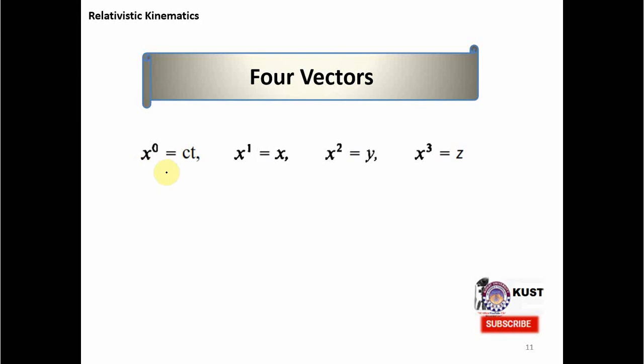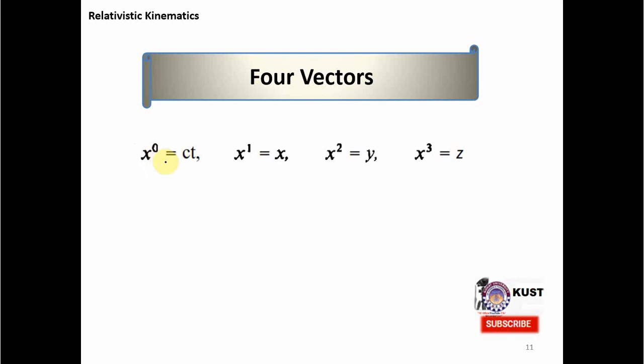So what we say is that there is a first coordinate x naught which is equal to ct. This is the time coordinate. You will be wondering why I am multiplying c with it. The reason is that I cannot say that time is equal to space. I can only say that space is equal to space. So if I want to put time over here, I have to convert it into space dimensions. That's why c is multiplied over here, and we call it x naught.